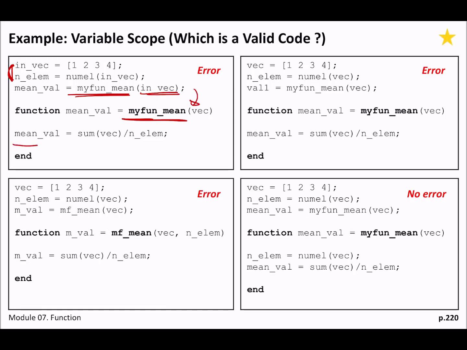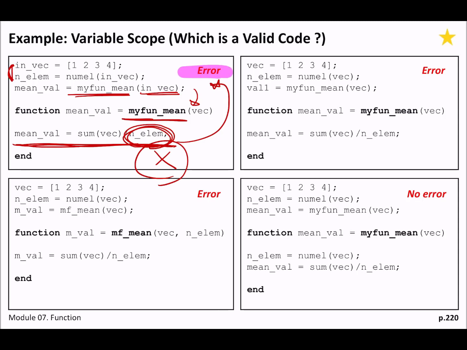And this line, why is this one an error? You are accessing an element outside of this function. We cannot access a variable in a different workspace. We cannot access this element that is placed in the base workspace, right? You cannot access this element. That's why there is an error.